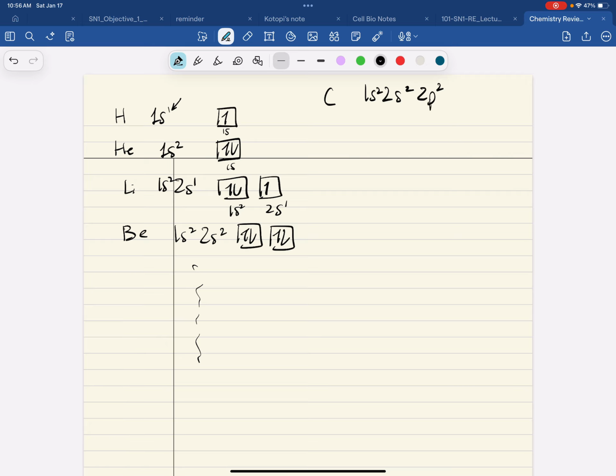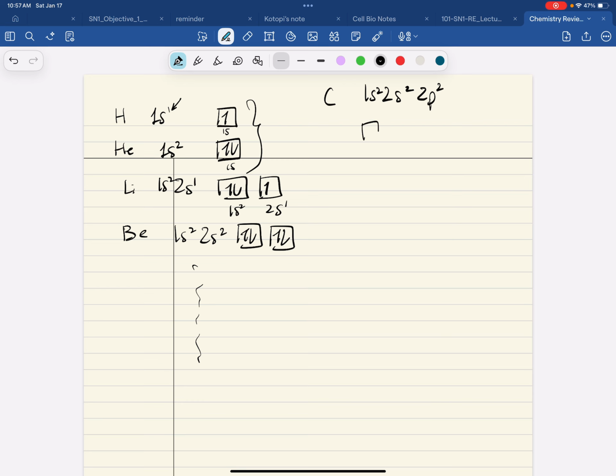If you look at it in your periodic table, you can just count. So hydrogen's 1, helium's 2, the first two over here. And then we have lithium, that is 1s2, 2s1, and then 2s2, 2p1 for boron, 2p2 for carbon, and then 2p3 for nitrogen, 2p4 for oxygen, 2p5 for fluorine, and 2p6 for neon.